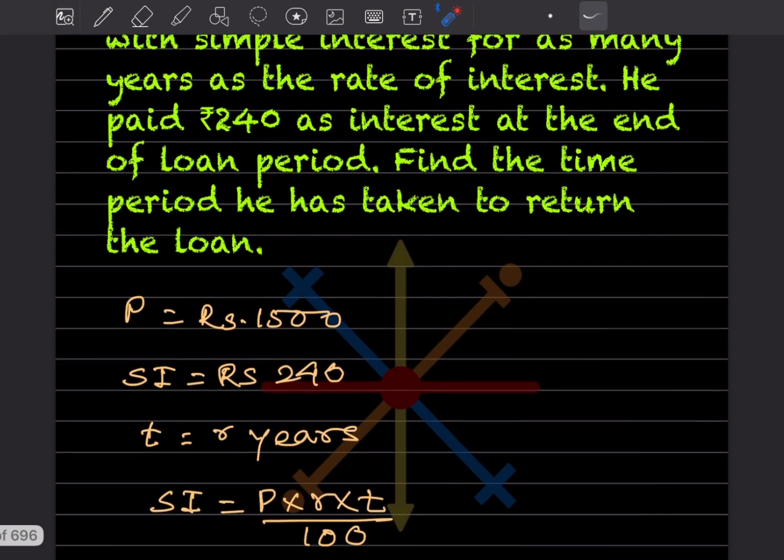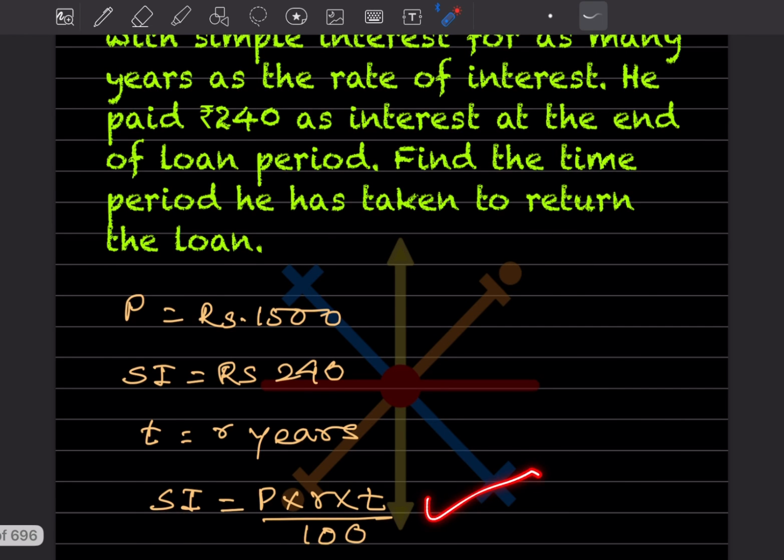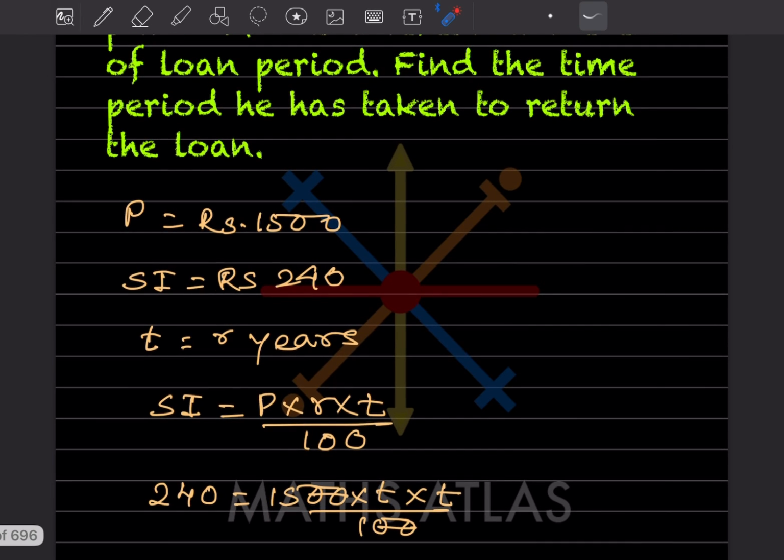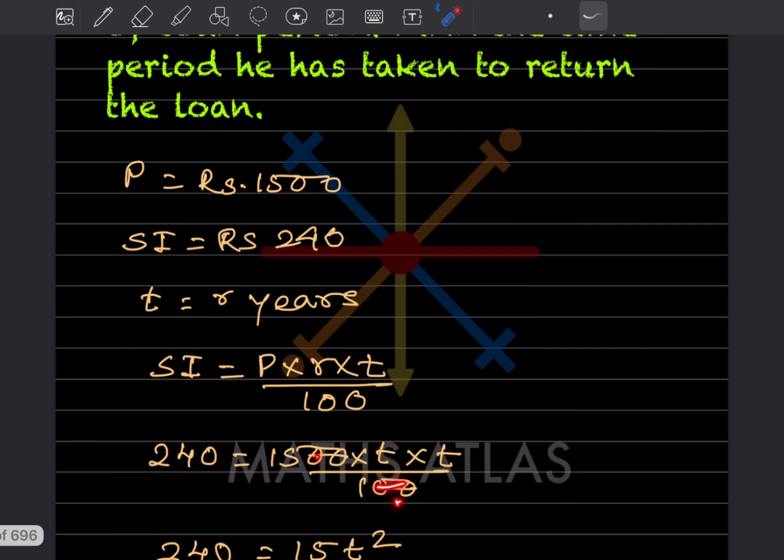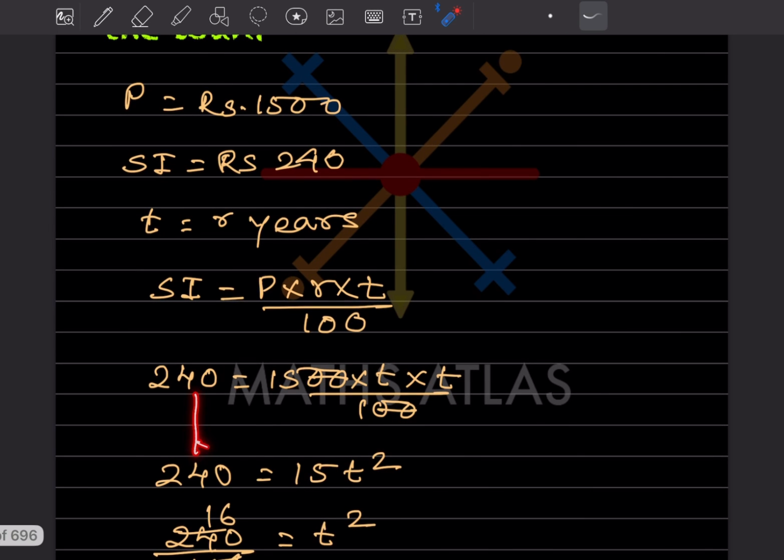So now here we will use the same formula. So we know the simple interest is given, that is 240. So the principal is 1,500, and for R is equal to T, so we'll write in place of this RT and this T as it is. So divided by 100. So this and this gets cancelled out. So 240 will be 15T into T will be T square.